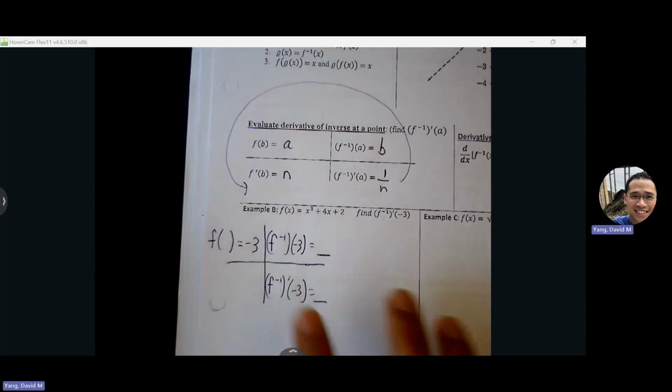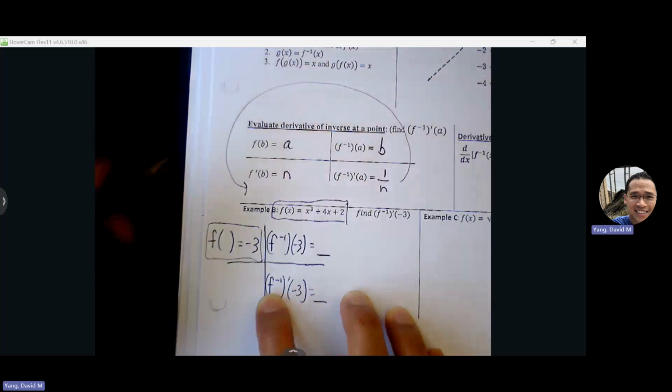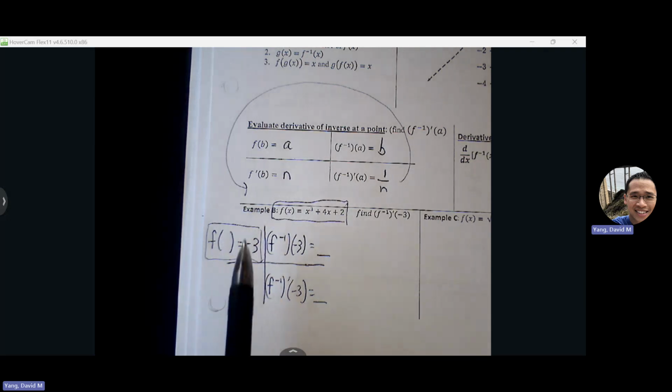All right. Now, this is what we're going to be working with. We're going to be working with a function, and we're going to try to figure out, okay, if I can fill in this slot, then everything else is going to fall into place.